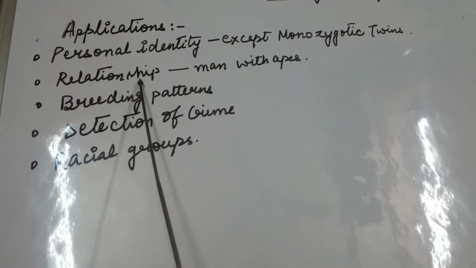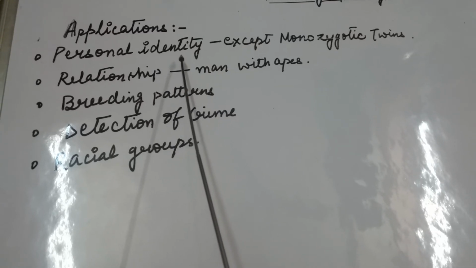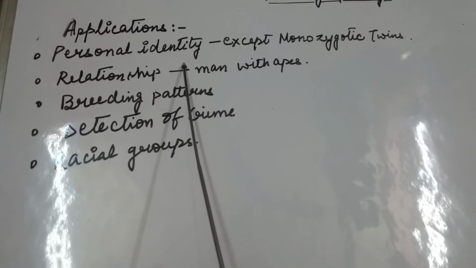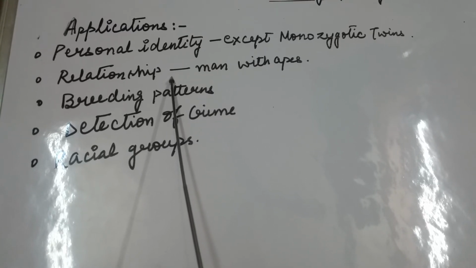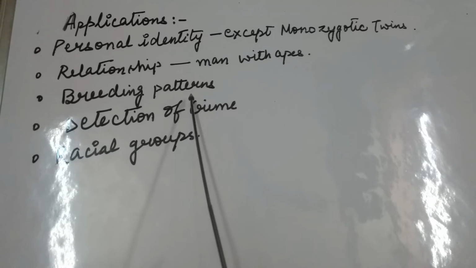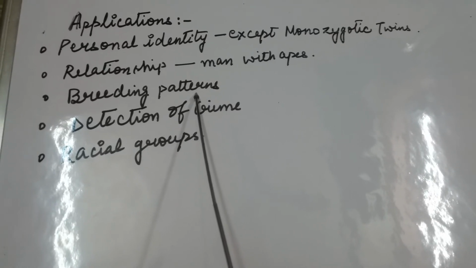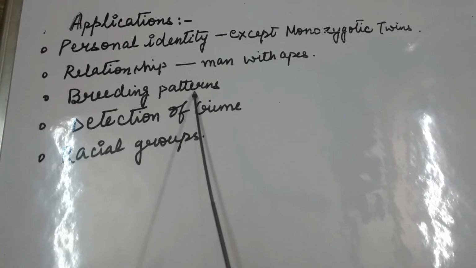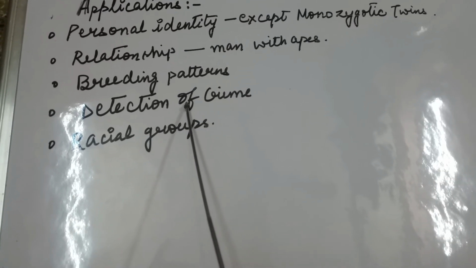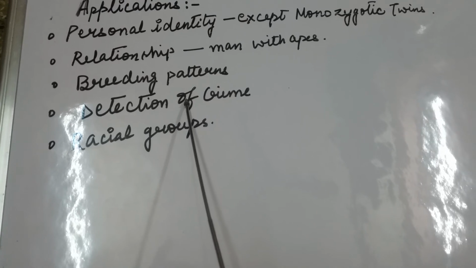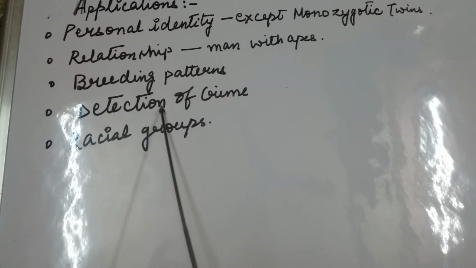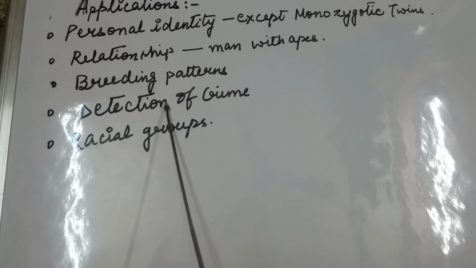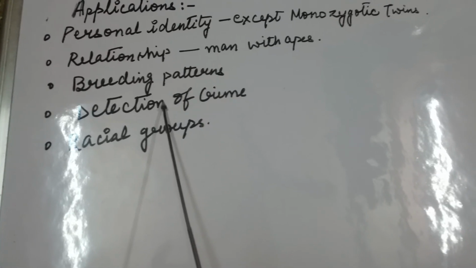Paternity or maternity disputes can also be resolved with the help of DNA fingerprinting. It also provides information about the relationship of man with apes. DNA fingerprinting can also be used to study the breeding pattern of animals that are facing the danger of extinction. It is also useful in restoring the health of patients suffering from leukemia or blood cancer, as well as in the detection of crime or legal pursuits.